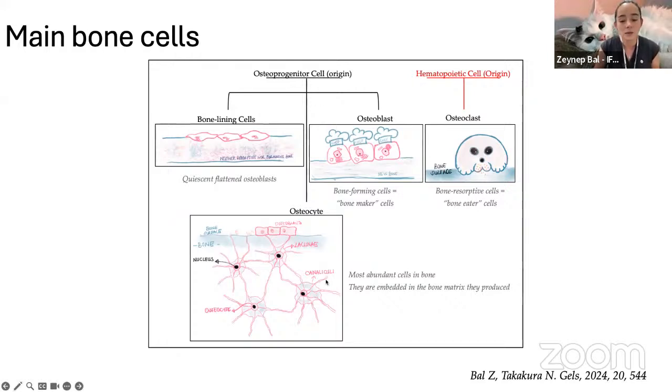Okay, these canaliculi, which I call tentacles, because they look like tentacles to me, but they're not. They connect to each other and talk with each other through these canaliculi, and they connect to bone matrix and osteoblasts and osteoclasts with these.